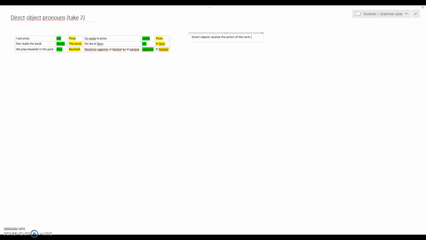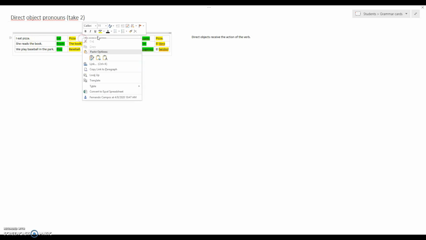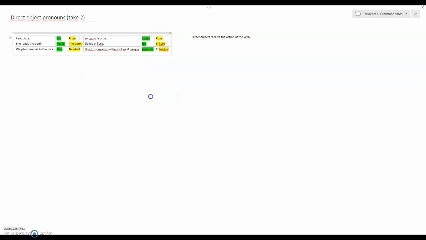So now, moving from direct objects to direct object pronouns, what do we do? Let's go back to these English sentences real quick. Instead of saying I eat pizza, I could really easily say I eat it, right? In this sentence, it would be referring back to pizza. In this sentence, she reads the book. I could say she reads it. It would refer back to the book, right?